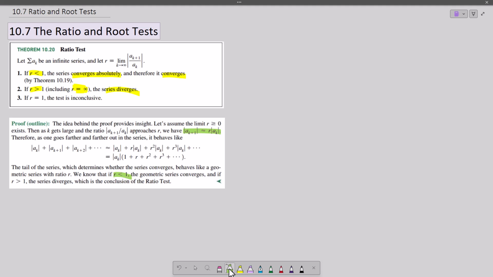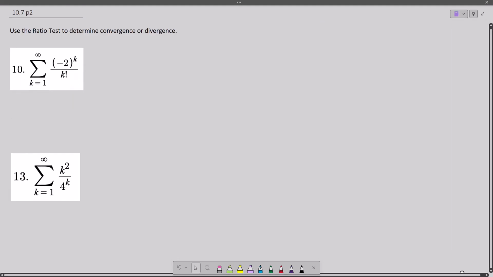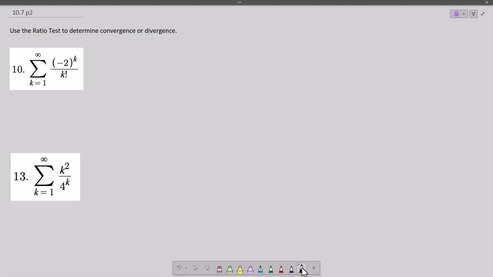So that's it. So let's try our good old ratio test. When you see a factorial, the ratio test is the best test to use 99% of the time, because your a sub k plus 1 over a sub k will get rid of the factorial symbol. Let me prove it to you. So we are going to use the ratio test.